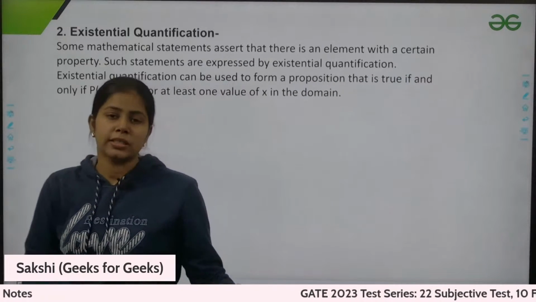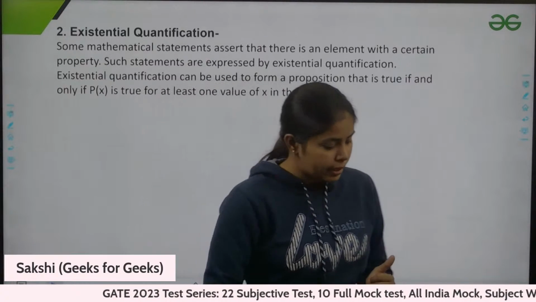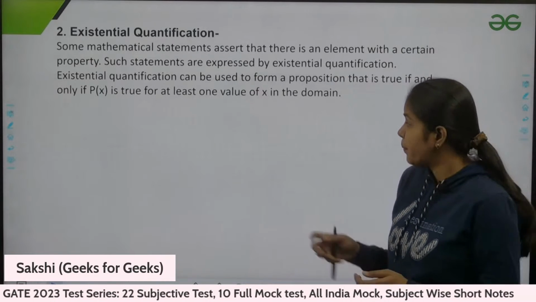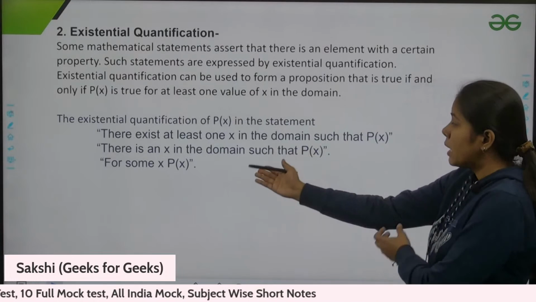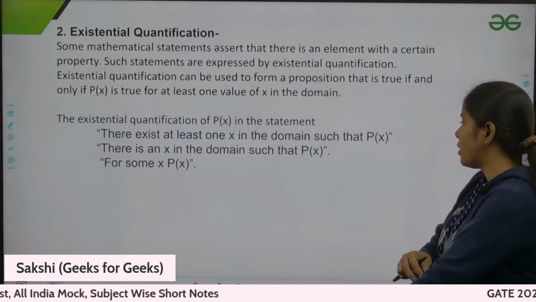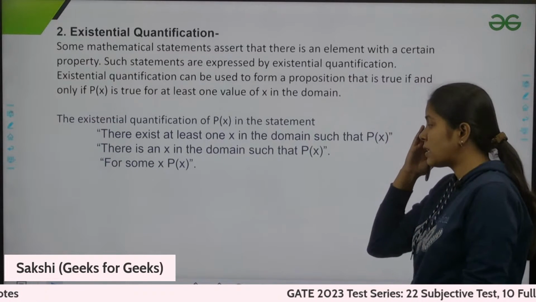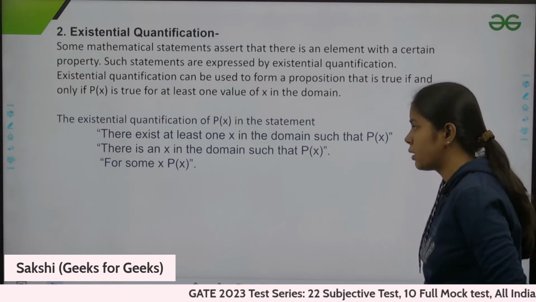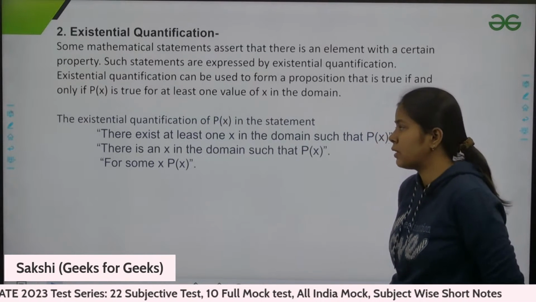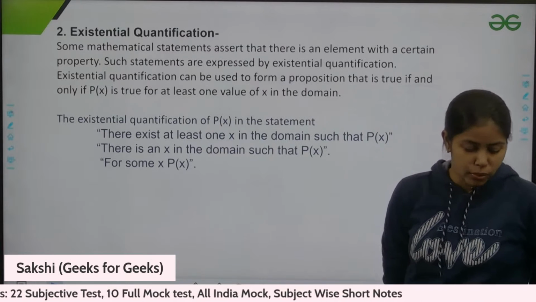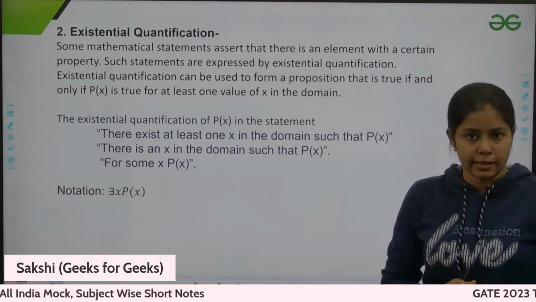If we are saying that there exists some, then it will be an existential quantification, right? So existential quantification of P(x) in the statement means there exists at least one x in the domain such that P(x), right? Again, domain matters. There is an x in the domain such that P(x), for some x P(x). They can give us anything like this. We have to understand that they are talking about existential quantification. Okay, there exists x P(x).